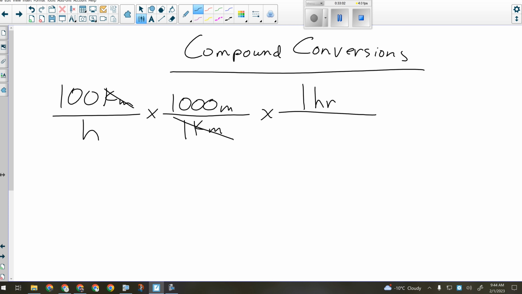How many seconds in an hour? 60. That's such a knee-jerk reaction. Everybody wants 60? 3,600. 60 seconds in a minute, 60 minutes in an hour. 60 times 60 is 3,600 seconds.